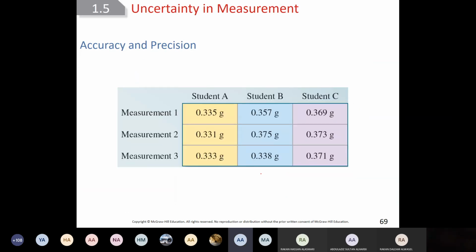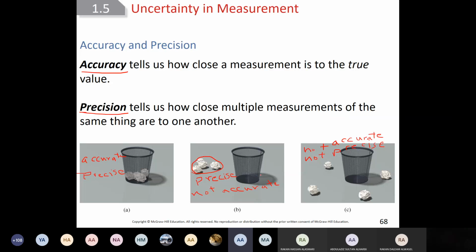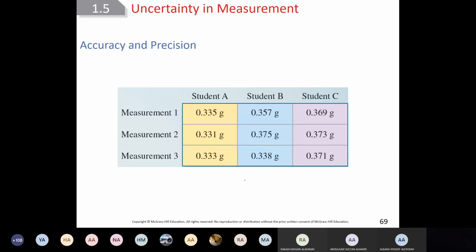Doctor, can it be accurate but not precise? It could be if it's the average, but this is by chance. If he's accurate but not precise, this means he's doing a bad job, but by averaging, he got the correct answer. Look at this example, for example.